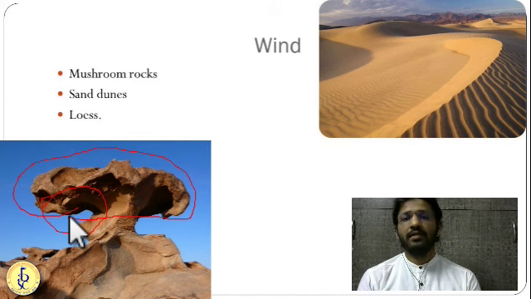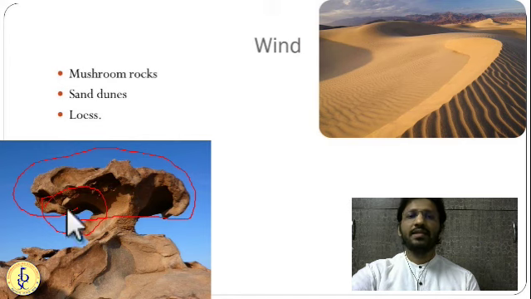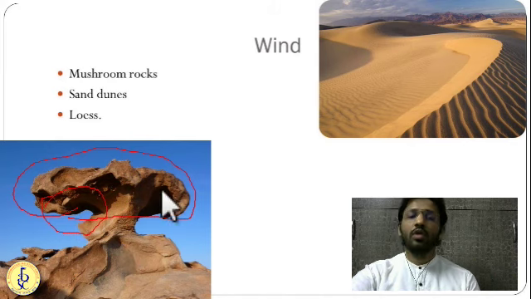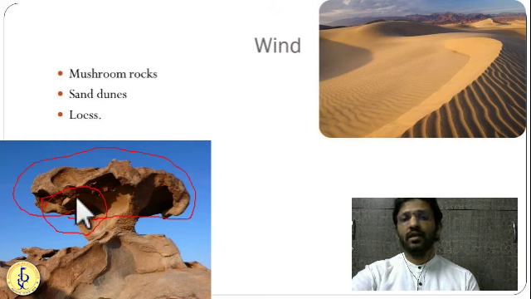Now why is it looking like that? Because there is a hard rock and soft rock. On the top you can see this is a hard rock, the mushroom shaped thing, and its stack is soft. That's why it has eroded very fast, and the rock above could not erode very fast. That's why it has remained so huge. So this is known as mushroom rock.